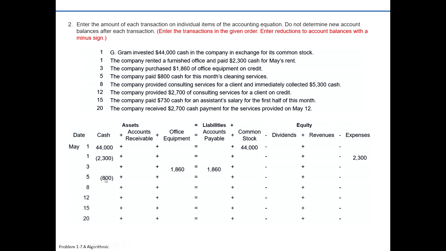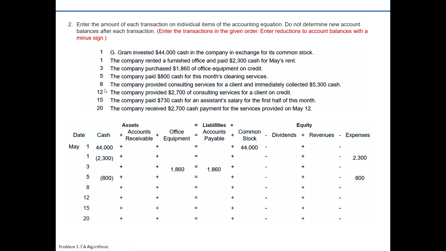On May the 5th, the company is going to pay $800 of cash for this month's cleaning services. Cash, once again, is going to decrease by $800. And since the cleaning services are used up in the month of May, it's not something that carries forward into the future. We have yet another expense. This time we're going to increase by $800, and this in particular is a cleaning expense. And again, it does leave the accounting equation in balance because expenses decrease equity.